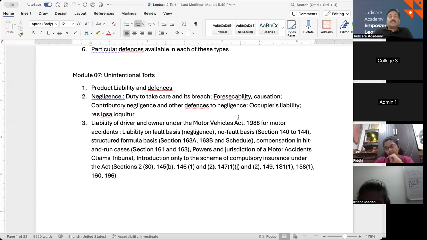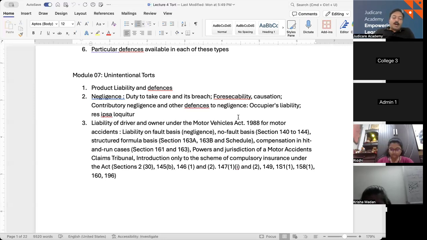Now we come to point 3, which is the liability of driver and owner under the Motor Vehicles Act 1988 for motor accidents. The Motor Vehicles Act 1988 lays down guidelines for the operation of vehicles, addressing all the liabilities which will occur if vehicles are operated on the roads and in the event of accidents, and also sets safety standards for road traffic in India.